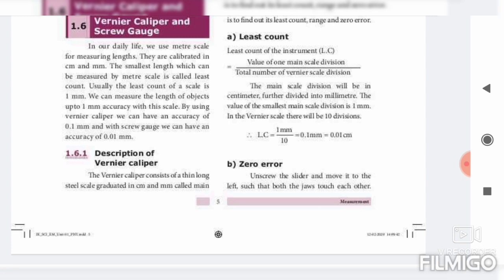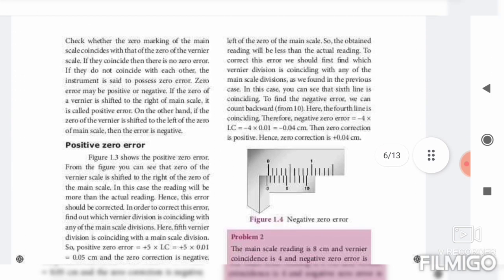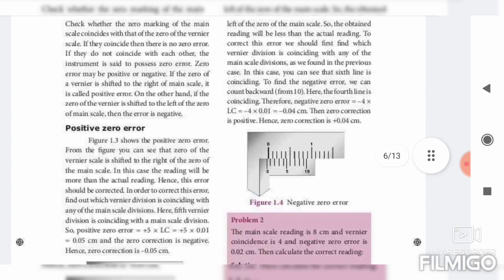Okay, then take the next page. What are the two types of error? Positive error and negative error. What is the formula for positive error? N into LC. What is the formula for negative error? Minus of 10 minus N into LC.